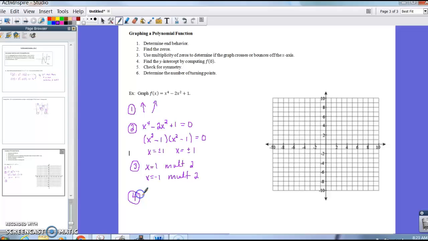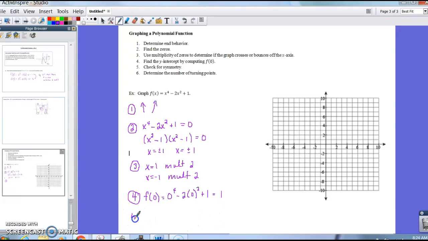Okay, the next thing we're going to do is find the y-intercept by computing f of 0. This is a pretty easy step. All you're doing is plugging in 0 wherever you see an x, right? So I have 0 to the 4th minus 2 times 0 squared plus 1. And that just gives me 1. So I know f of 0 is 1.